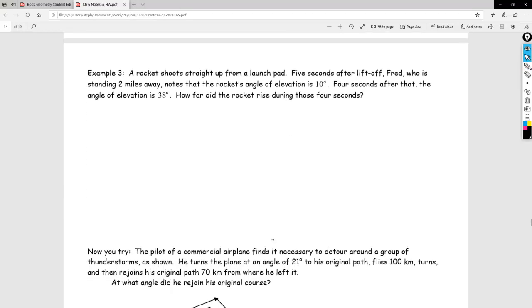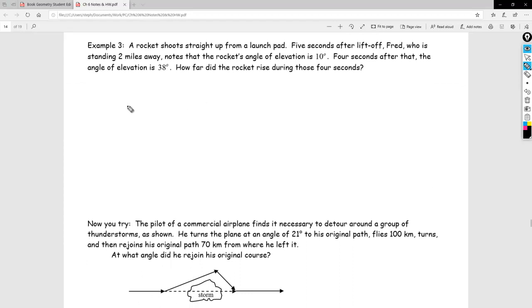Alright, moving on. Next example, I have a rocket shooting straight up from a launch pad. So that tells me that this is going to be a right angle. 5 seconds after liftoff, I note that Fred, standing 2 miles away, says that the angle of elevation is 10. 4 seconds after that, okay, so after 9 seconds has elapsed, I note that Fred, who's still standing 2 miles away, sees the angle of elevation is 38. So I want to know how far the rocket rose during the 4 seconds between 5 and 9. Right, so if I call this x and if I call this distance y, what I'm looking for is y minus x, or the difference in distance during these 4 seconds.